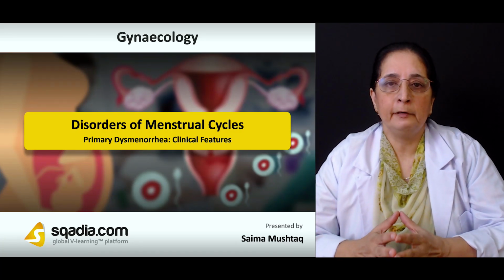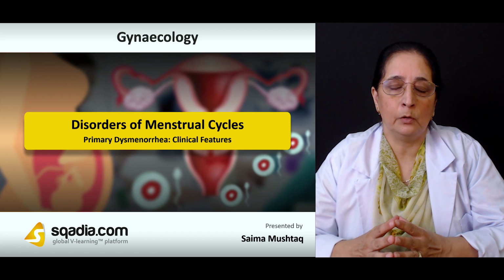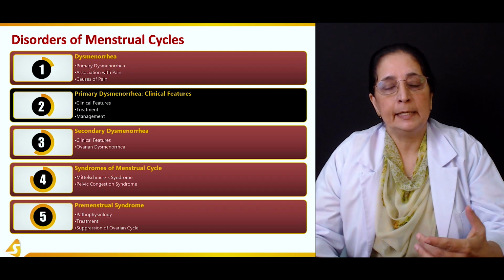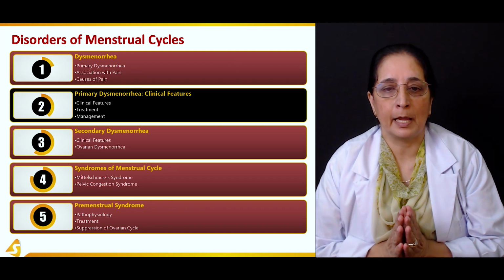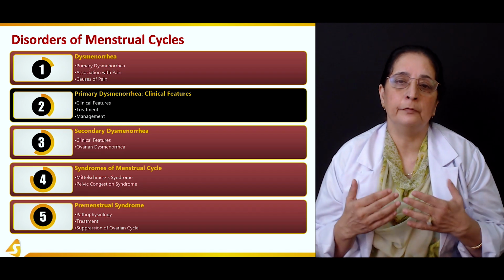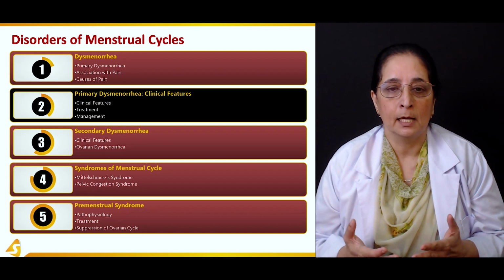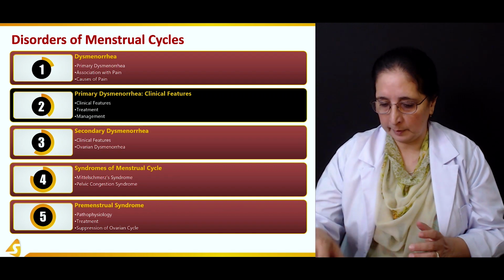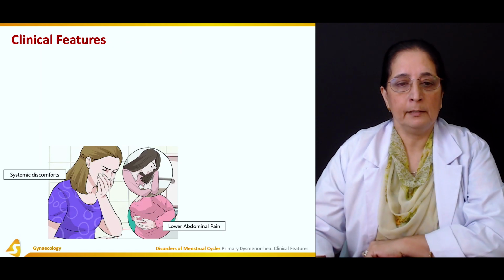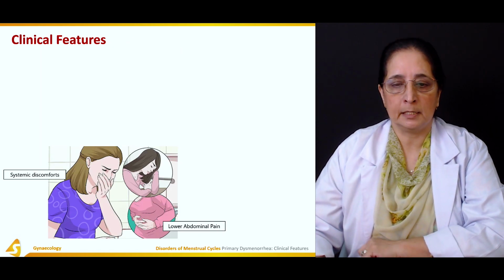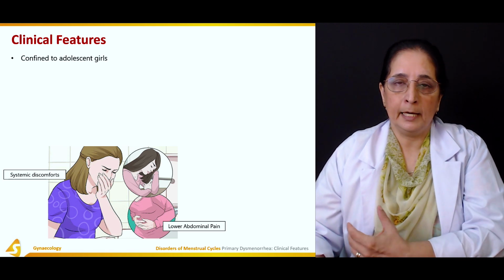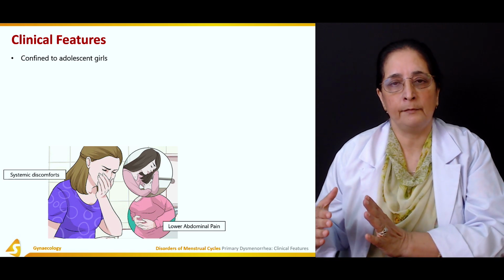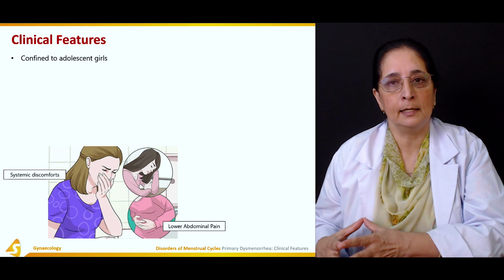Now, in this section, we will keep talking about dysmenorrhea, but mainly about the clinical features of primary dysmenorrhea, how the patient with primary dysmenorrhea presents, and how we can treat and manage it. So, the clinical features of primary dysmenorrhea: usually they are more in adolescent girls, especially at the beginning of the menstrual cycle.